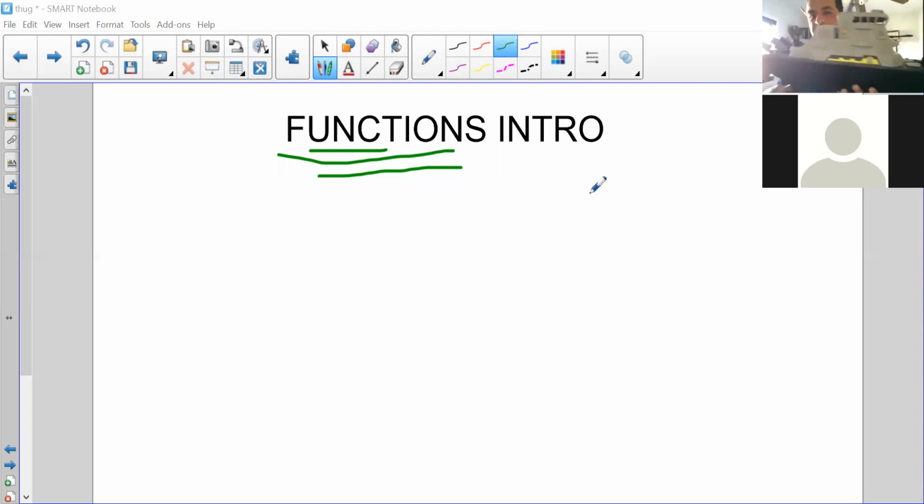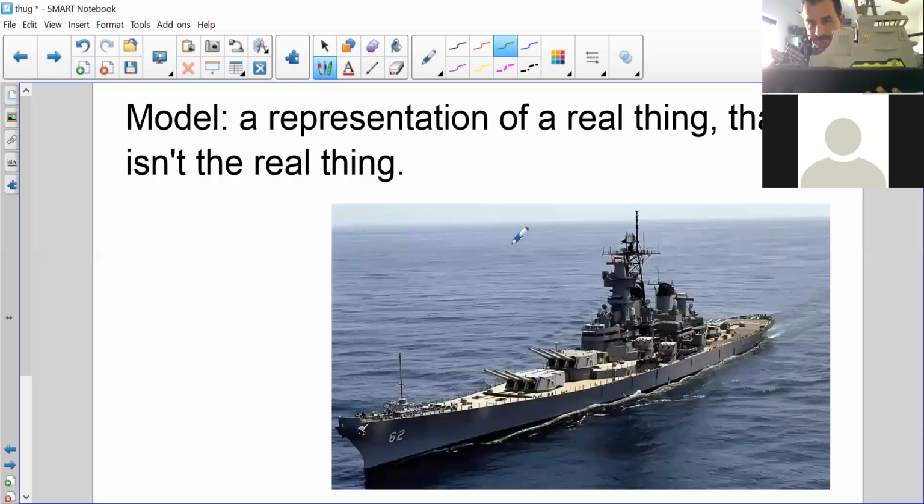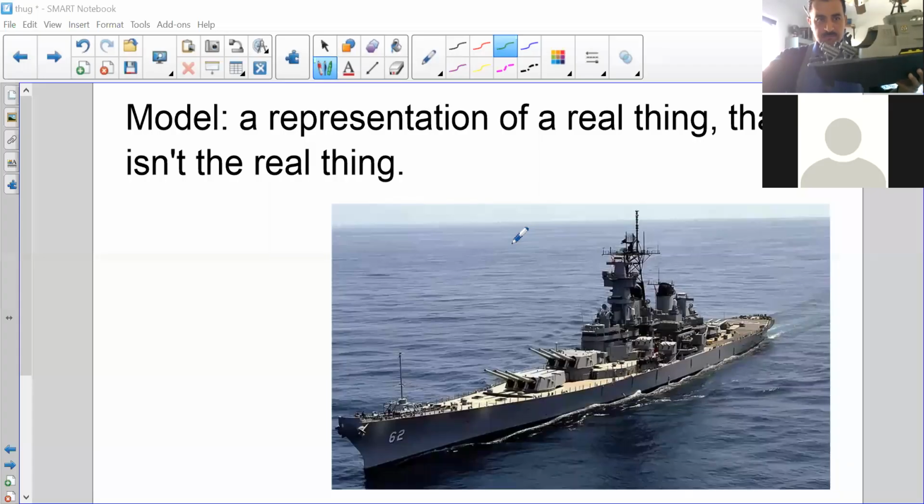Now, this battleship is what we call a model. Okay, this is a model in my hand. The real thing is right in front of you on that picture there on my screen. That's a real battleship. This is just a model battleship.